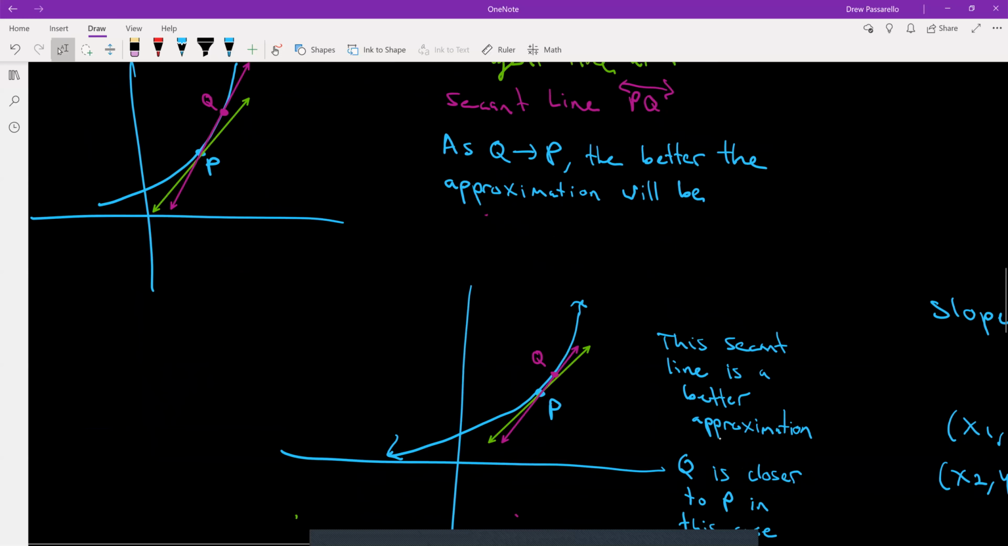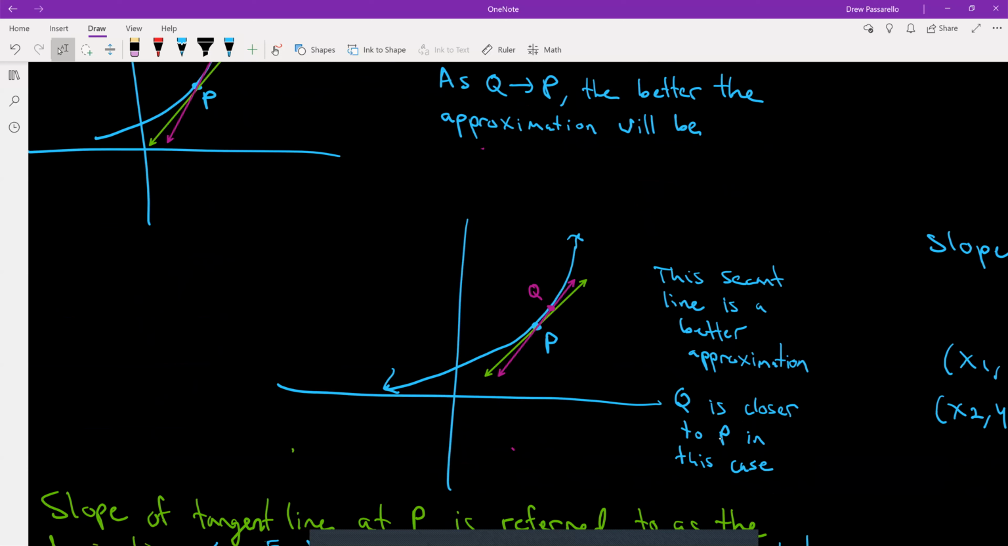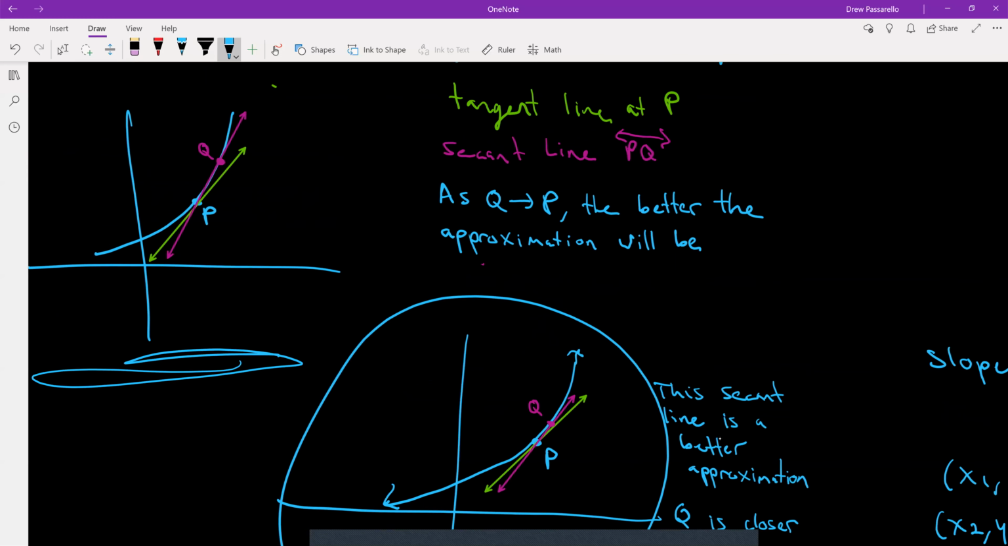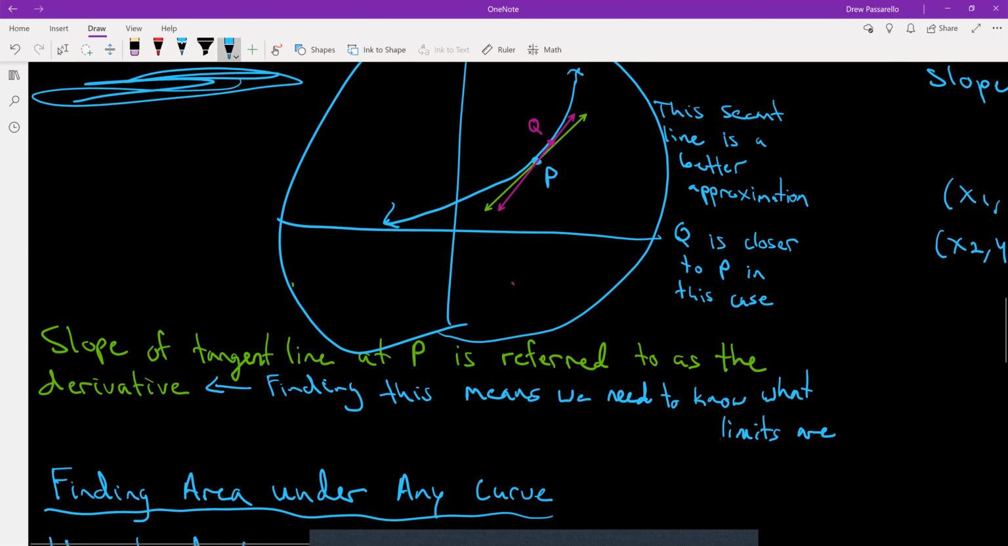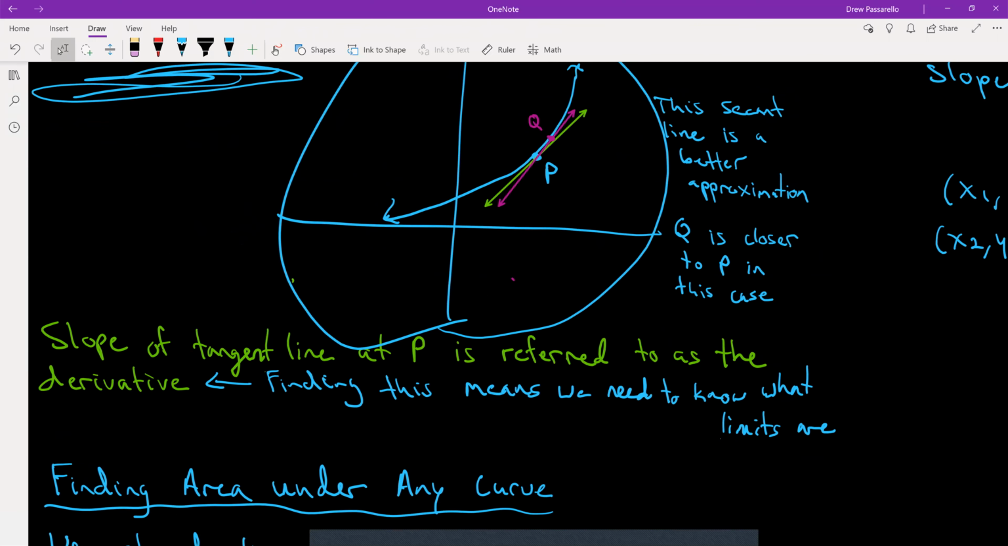And the idea is that the closer Q, the second point, gets to the point P, the closer the secant lines will mirror the tangent line. So the purple line gets closer and closer to resembling the green line for the second diagram compared to the first one. You'll see that it's a better approximation when Q gets closer to point P. All right, and the slope of that tangent line at point P is referred to as the derivative. And to find the derivative means we need to know what limits are.